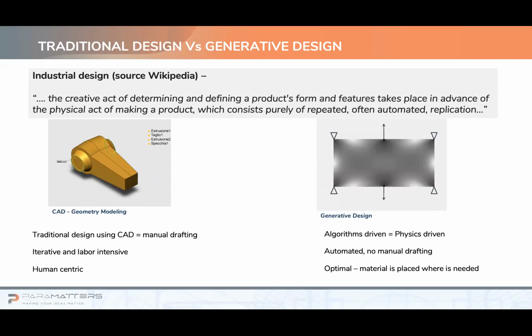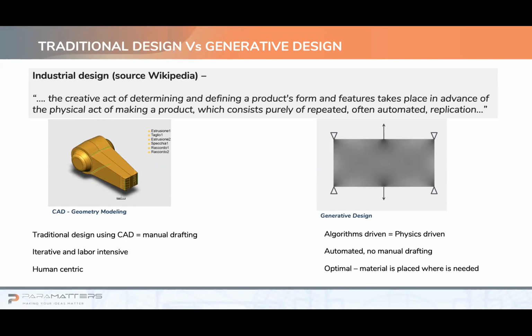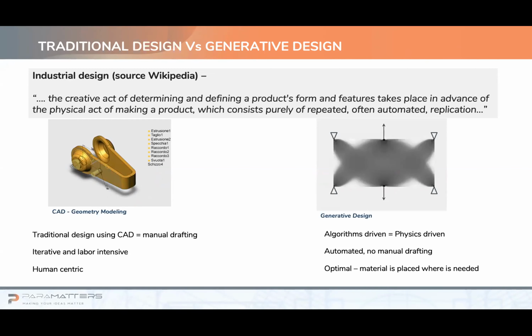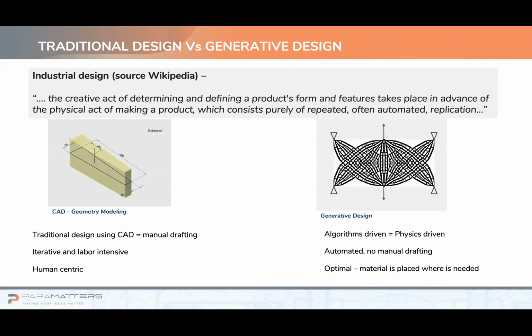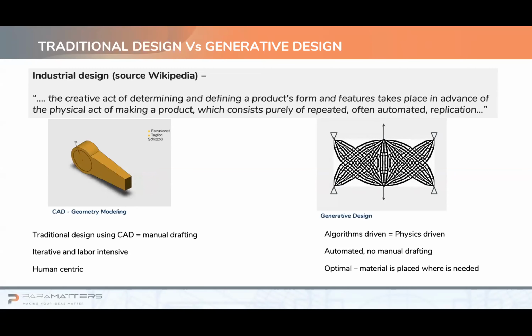So as you can see, first of all, the algorithms place material where it's really needed, and it's not human-centric as it was. The designs are generated fully automatically, hence it's not that labor-intensive, and typically the designs are much more optimal than manually created models.